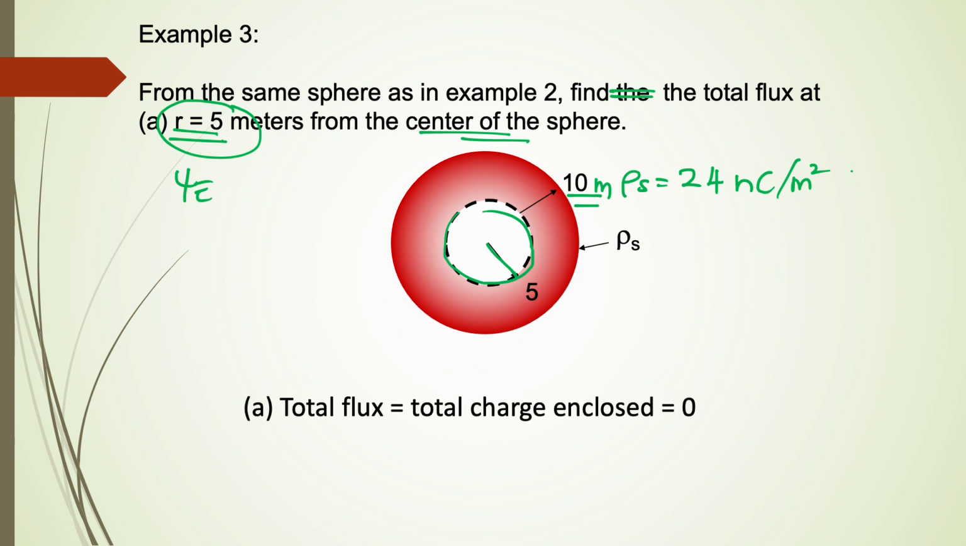All right, so we know that the total flux is equal to the total charge enclosed. So psi E is equal to Q enclosed. I did make a clarification just now: inside the sphere, there is no charge. Charge only exists at the surface. So inside, the value of the charge is equal to 0. Therefore, the total flux, or the total charge enclosed at 5 meters, is equal to 0.